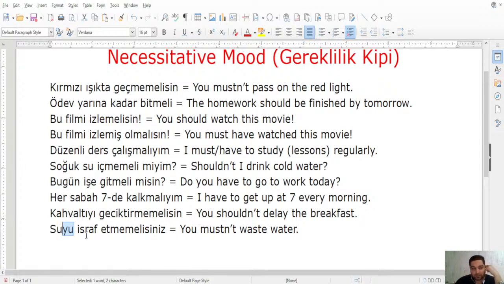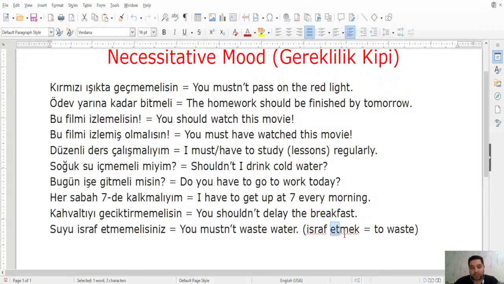So israf etmek is a compound verb. Okay, israf etmek. Let me write in parentheses here. İsraf etmek is to waste. And of course, when we change the verb, we have to work with what? With the etmek, right? The etmek verb, that's the verb.